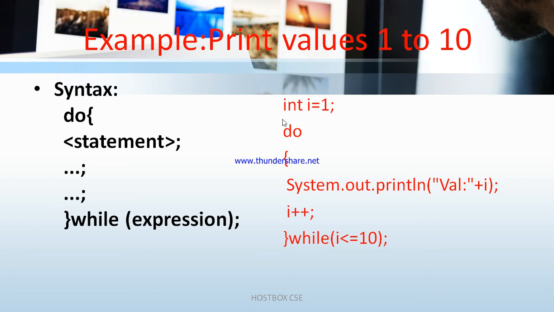If you want to print the values 1 to 10, we give int i is equal to 1, then do, open brace, System.out.println of value i++, then while i is less than or equal to 10. By default it will take the value and print i is equal to 1, then it will increment to 2, 3, 4 and so on. At last it will execute the values of i from 1 to 10. Like that we can give the condition.